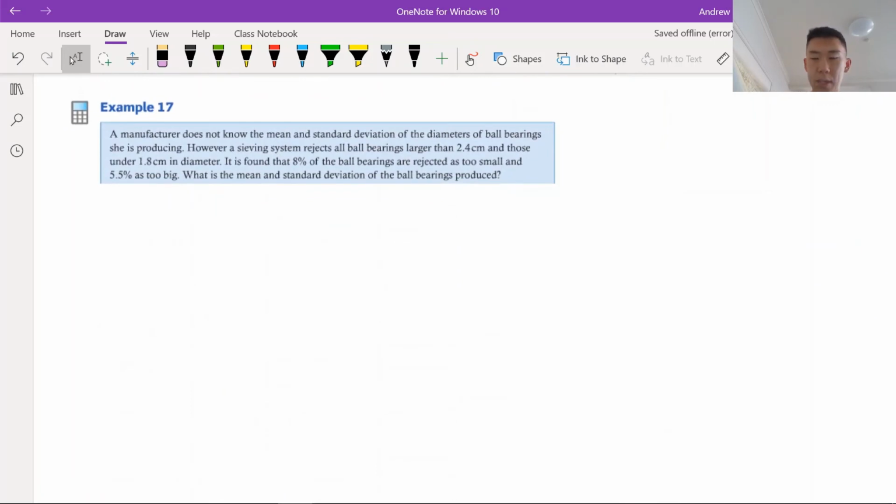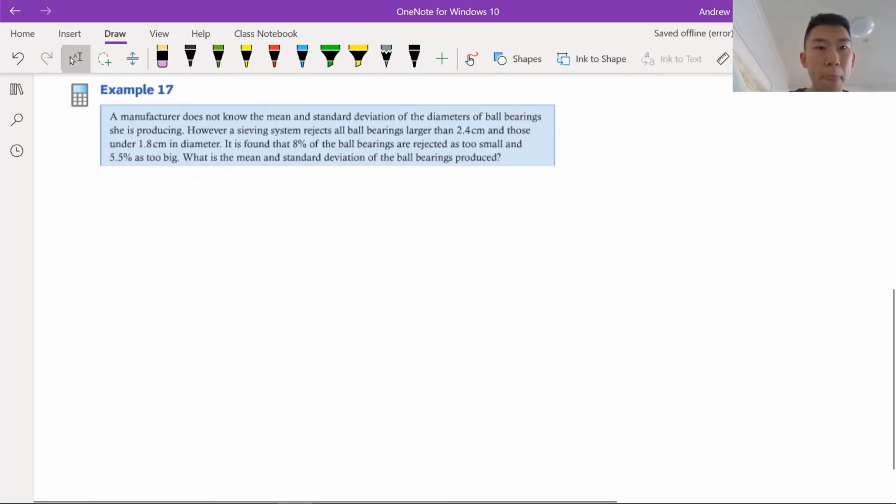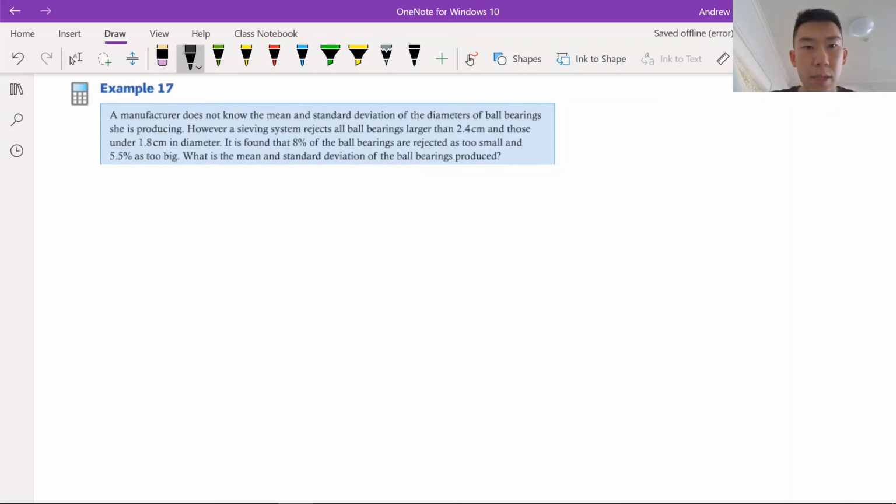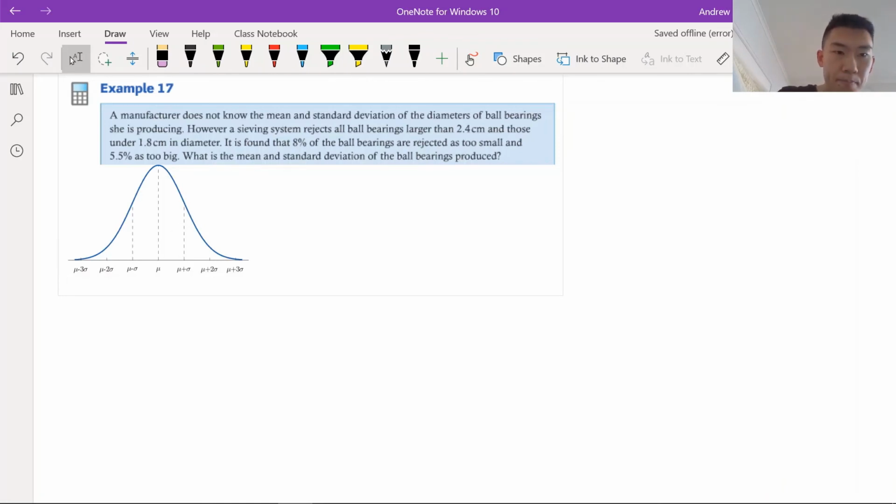And lucky last, let's do example 17. A manufacturer does not know the mean and standard deviation of the diameters of ball bearings she is producing. However, a sieving system rejects all bearings larger than 2.4 centimeters and those under 1.8 centimeters in diameter. It is found that 8% of all the bearings are too small and 5.5% are too big. What is the mean and standard deviation? Okay, a lot of information here, but again, diagram. Let's make it a little bit bigger.